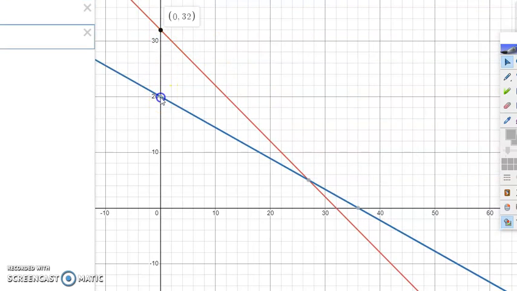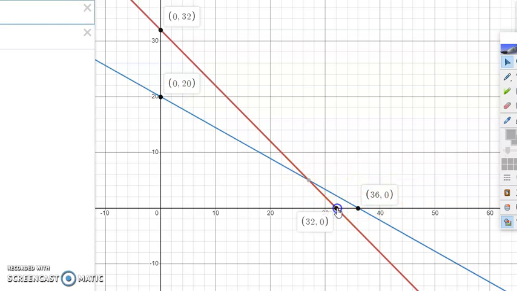So we graph our 2 points right there. There's 0 and 20, 36 and 0. And then 32, 32, there's your 2 lines. And there's your intersection point at 27 and 5. So you're going to have 27 students and 5 adults.